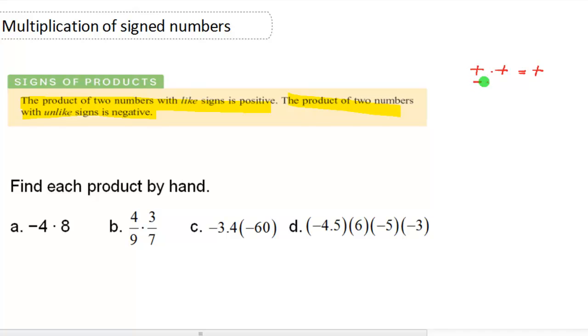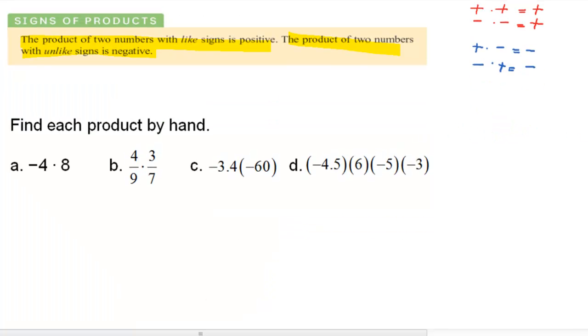So a positive times a positive is a positive. A negative times a negative is a positive. They have like signs. A positive times a negative is a negative. And a negative times a positive is also a negative. By the way, these rules also work for division of two numbers.